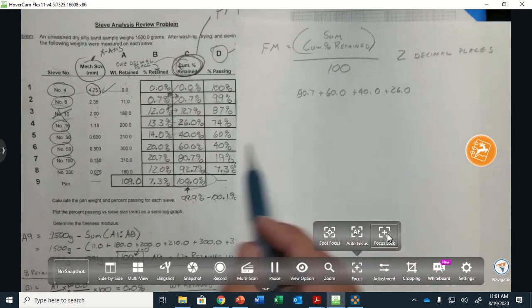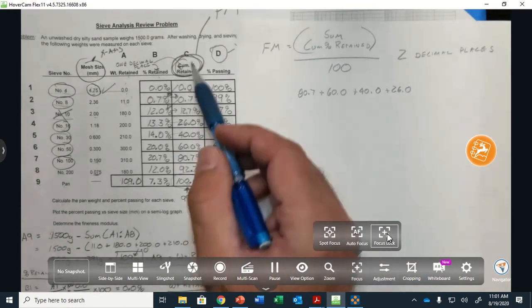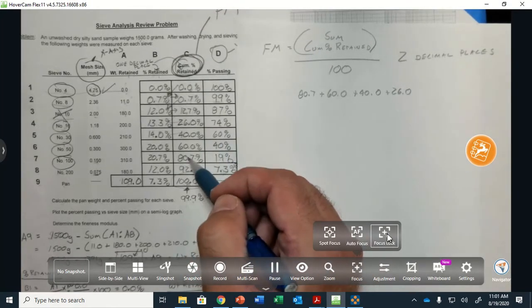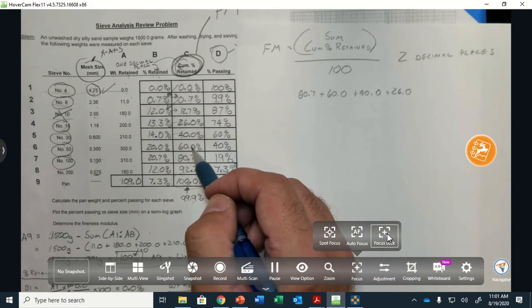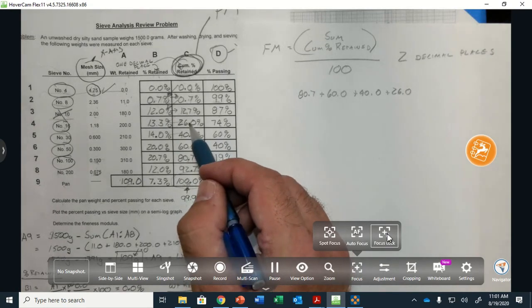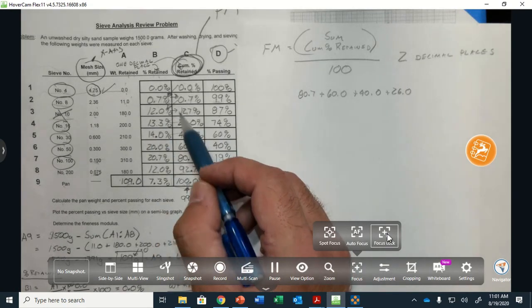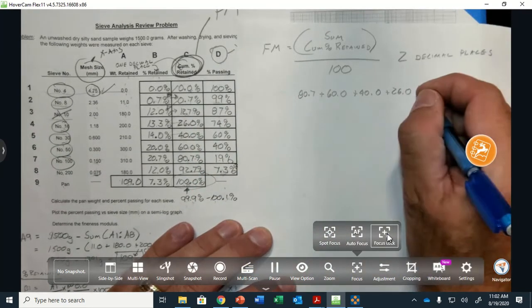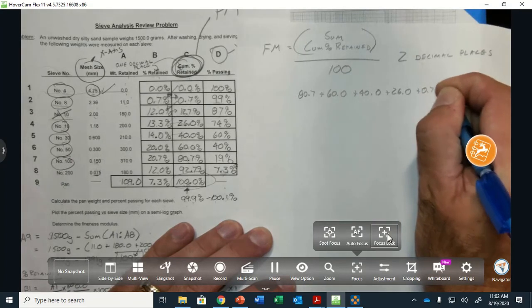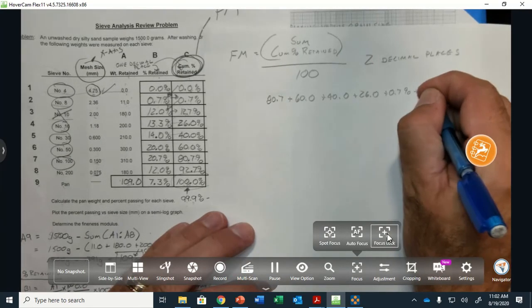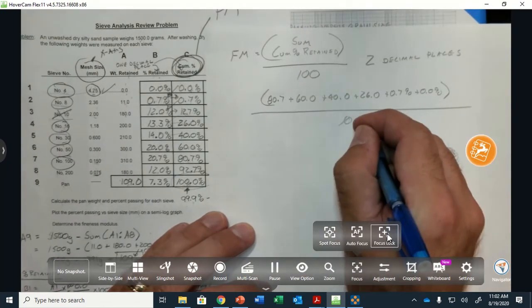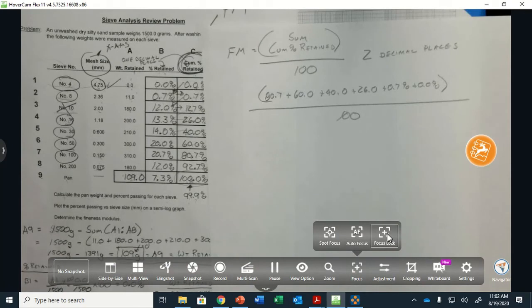So as you can see here, let's go again. In this case, it got blurry. Cumulative percent retained number starting with 100 and then go double the sieve size. Make it double the size. So 80.7 plus 60 plus 40 plus 26. I gotta go from 16 to a number 8, so it didn't include the number 10. So number 8 is plus 0.7%. Then plus 0.0%. I add all those together and I divide by 100. Basically, it gets it back from a percentage to a decimal. And we want 2 decimal places.